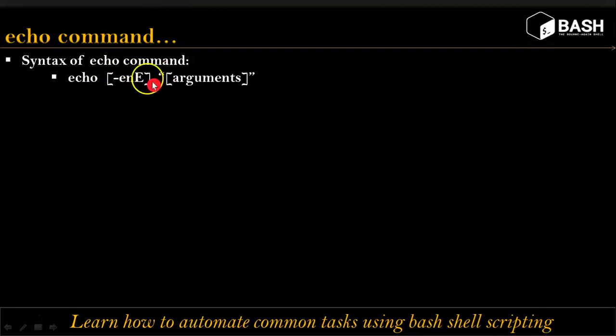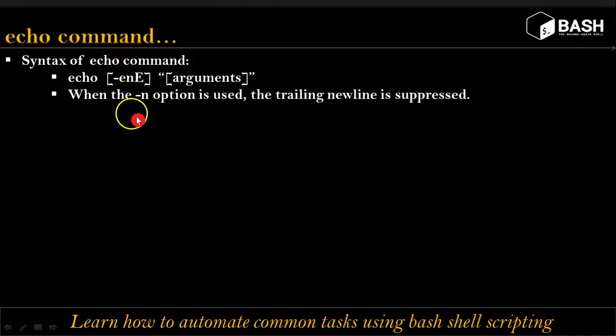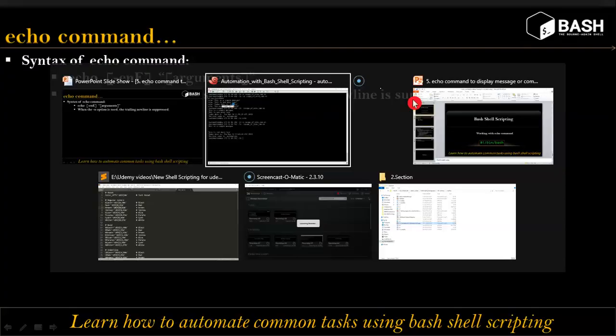That's it. Fine. Now, here we have some options: -e, -n or -E. You can also club all these 3 options at a time, or any 2 options, or any 1 option. Fine. The very first one is -n. So whenever you use echo with -n, what is it doing? Simply the trailing newline is suppressed. That means, see the result.